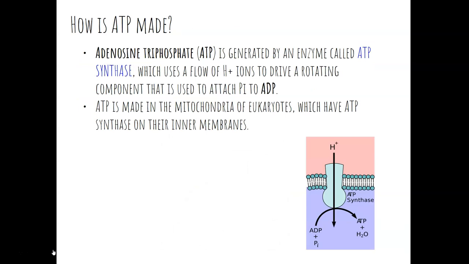ATP is generated by an enzyme called ATP synthase. And what is super cool is that ATP synthase is the same molecule in plants and in animals. What it does is it uses a flow of hydrogen ions to drive a rotating component used to attach a phosphate to adenosine diphosphate.